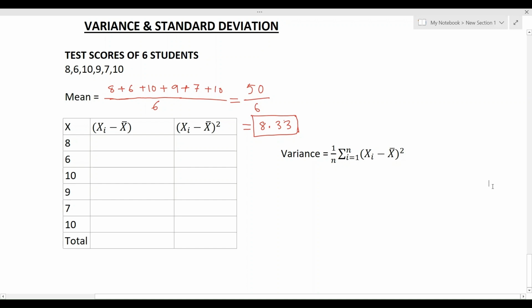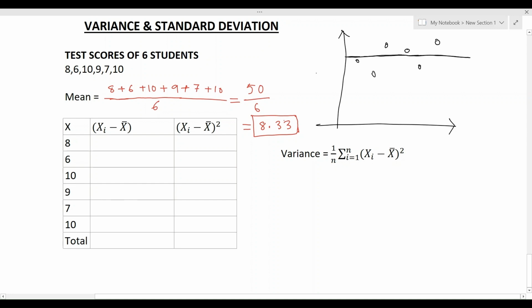Here we can see we have a data set which contains test scores of 6 students. Now here I am drawing a rough diagram of this test scores. Suppose these are our data points. Okay, so suppose this line is the mean of the data set. Now we can see that some of the data point is above the mean and some are below the mean.